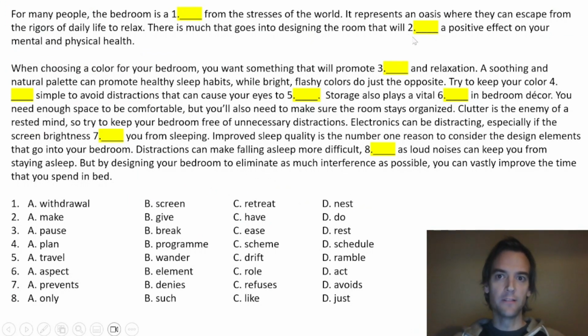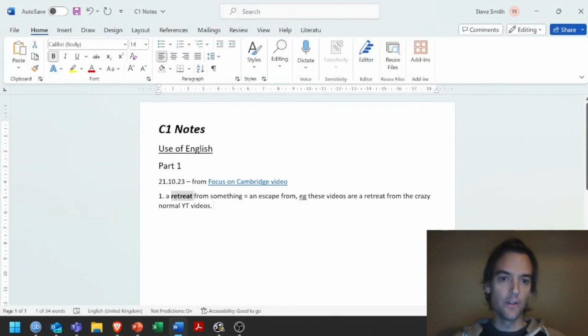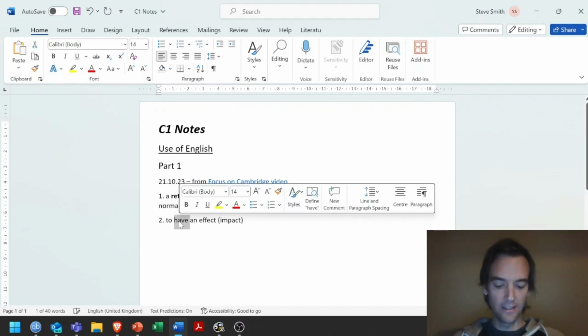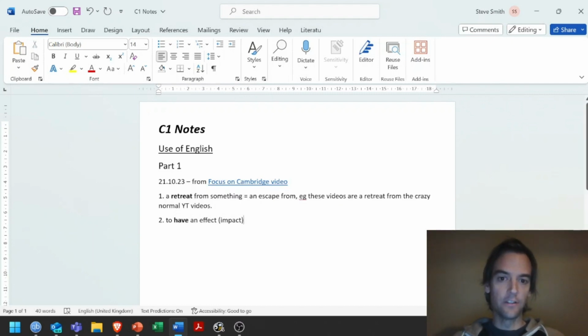Number two is a bit more simple. It will have a positive effect on your mental and physical health. This one is just a collocation, isn't it? What goes with effect from these verbs? It is to have an effect. So what have we learned? To have an effect, positive, negative, similar to have an impact, isn't it? You can also see, we're thinking of other expressions that you see on a C1 exam, have an effect, have an impact. This is the collocation that goes together. And again, feel free to write for yourself a sample sentence.